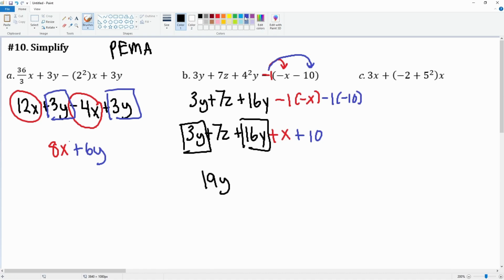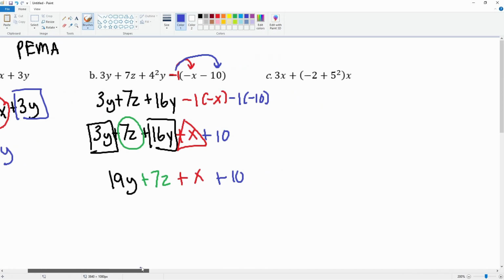What about the z? Anything happens to the z? Nope, it's just there. Okay, 7z. Anything happens to the x's? I can make this a, let's say, a triangle here. Nothing happens there. That's just an x. The constant is plus 10. Okay, so you can write this in any order you want. All right, but you must have those 4 terms.